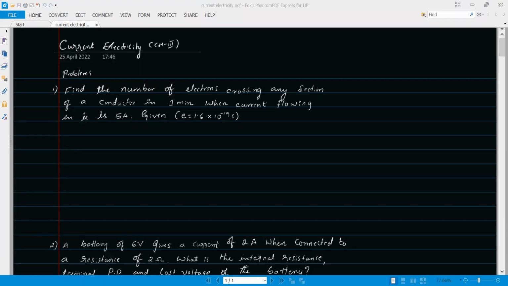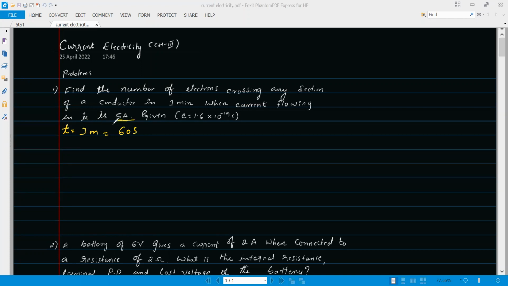Today we'll discuss the problems on current electricity. So let us go for this. Find the number of electrons crossing any section of a conductor in 1 minute when the current flowing in it is 5 ampere. That means time is given. So this is about 1 minute, which is equal to 60 seconds.